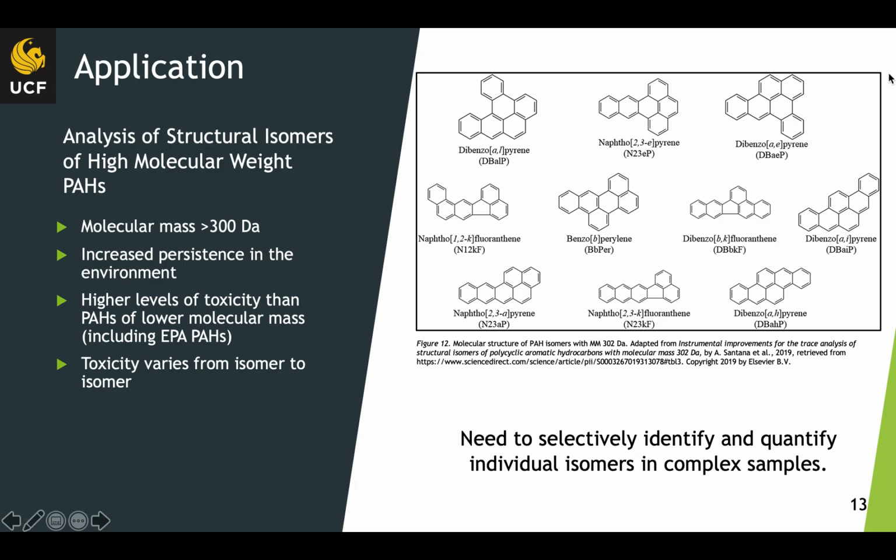Therefore, if we have a complex mixture involving these PAH isomers, we have the need to be able to differentiate and selectively determine those more potent PAHs from those that are not as much of a health hazard. So we need to selectively identify and quantify individual isomers in complex samples, which we cannot do with those previously mentioned chromatographic methods provided by the EPA.